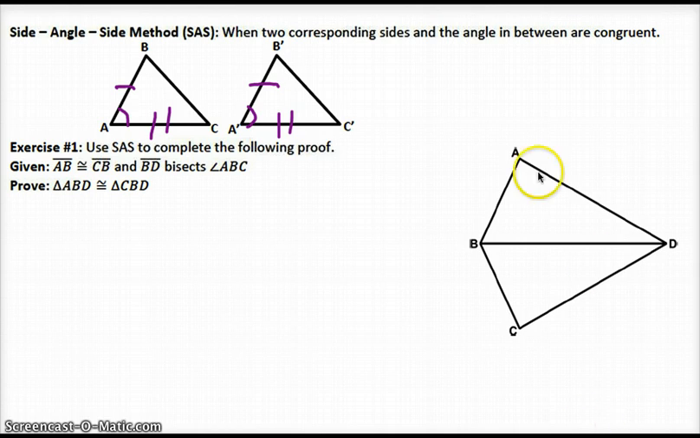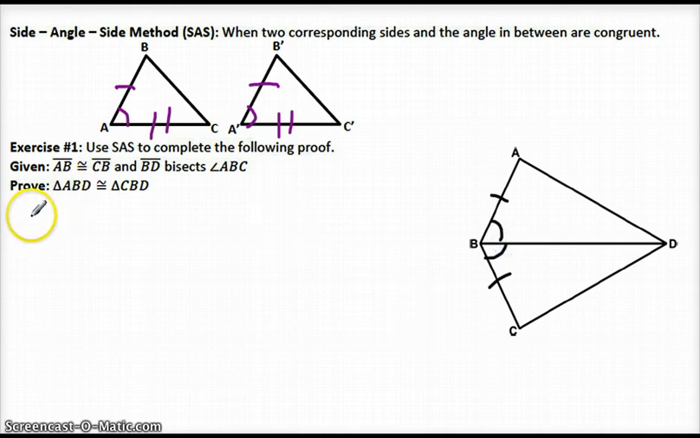So the first thing I want to look at here is that I want to use side angle side to prove. I'm given that AB is congruent to CB, so I'm going to make that mark the same way we do in class. AB, CB, they're congruent. The next piece that I have is that BD bisects the angle ABC. So we're talking about an angle bisector, so now I'm going to split my angle in half. So those are my 2 givens.